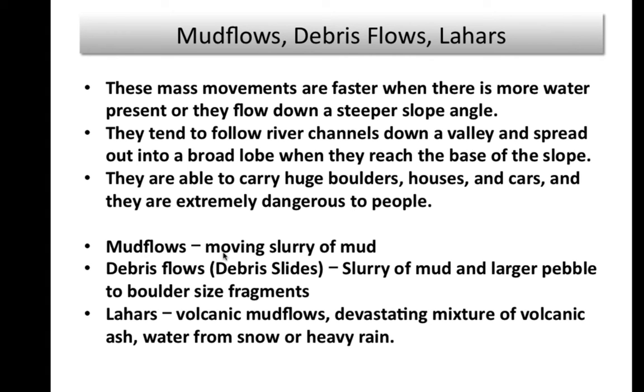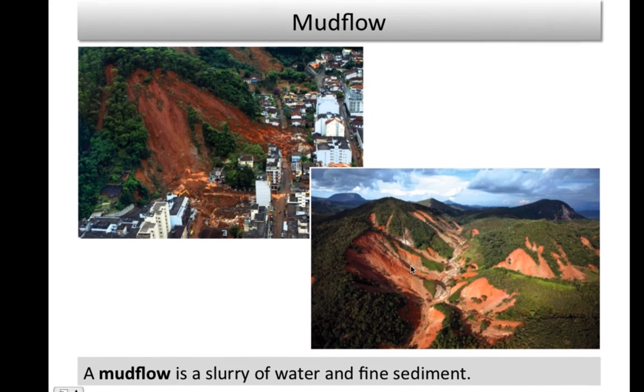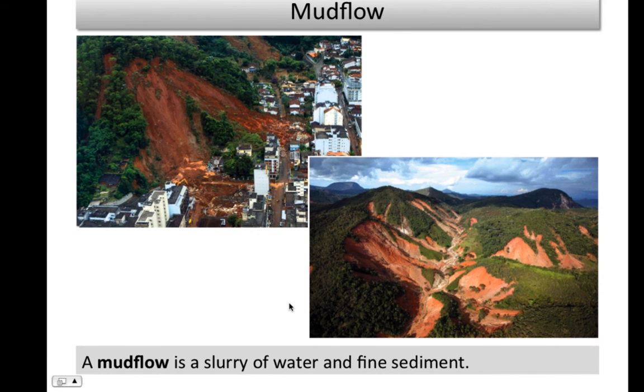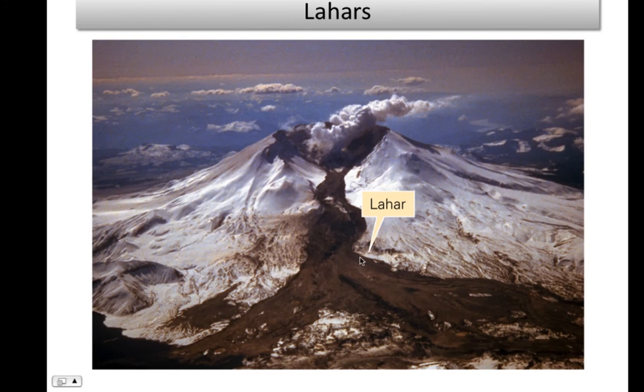So again, a mud flow is a moving slurry of mud, so it's mostly fine-grained material. Debris flows will include mud and larger pebbles to even boulder-sized particles, so those are debris flows or debris slides. And then finally, these volcanic mud flows we call lahars are mixtures of volcanic ash, melted snow, or just heavy rains in a volcanic area. Here's an example of some mud flows in Brazil. I think both of these are from Brazil. And then here's a debris flow where we're seeing some larger rock particles also mixed in with some mud. And then finally, the volcanic mud flows.